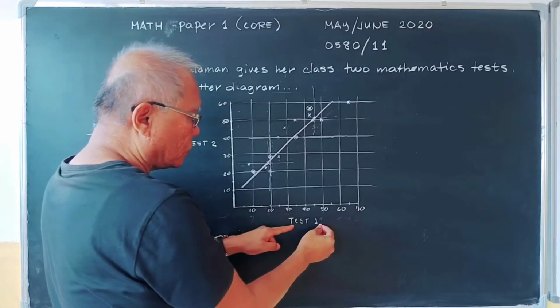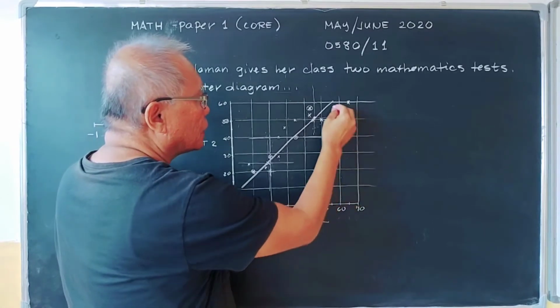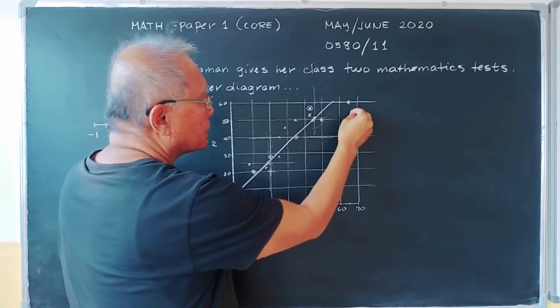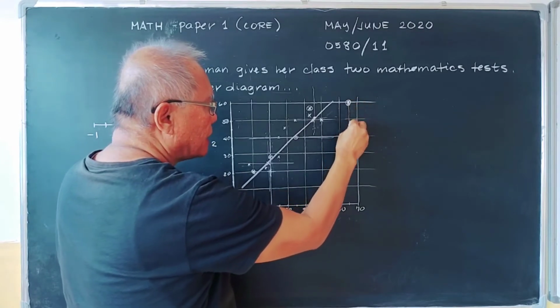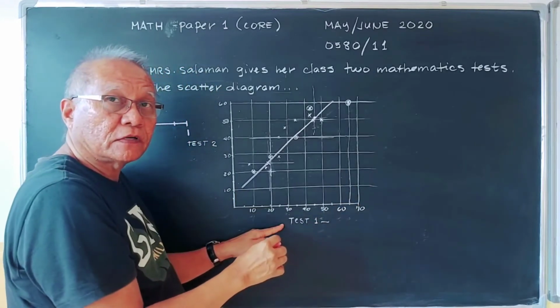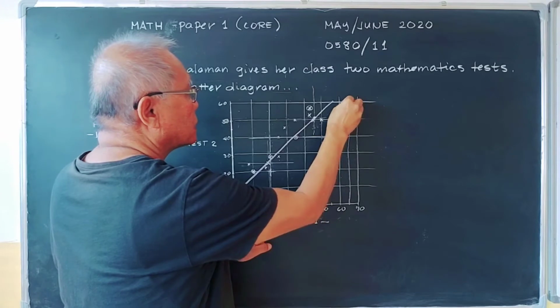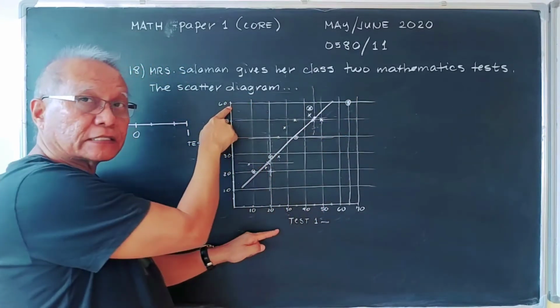Find the highest score in test 1. So in test 1, because there is no circle, all of them are x, you can find that in test 1 the highest score is 65. If that one is in test 2, the highest score, this one is also the highest score in test 2, is only 60.